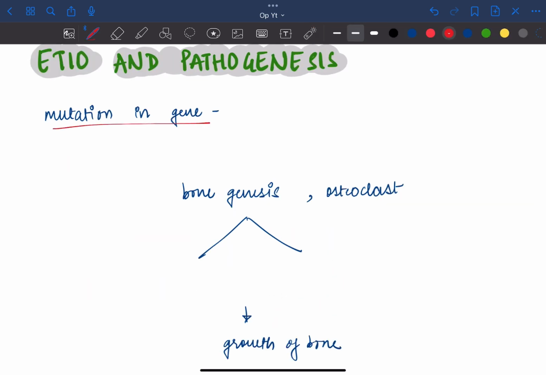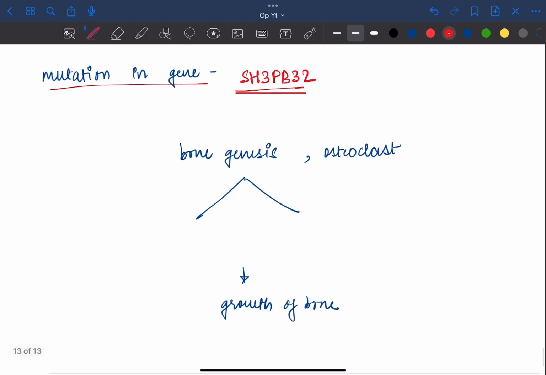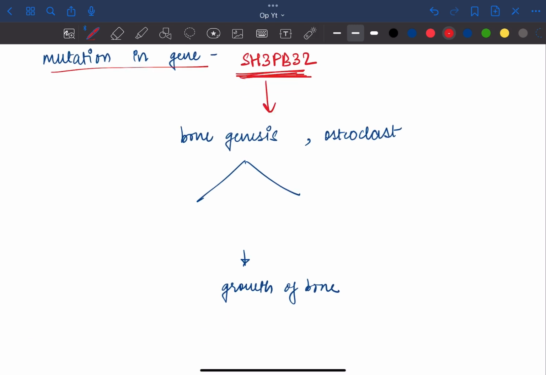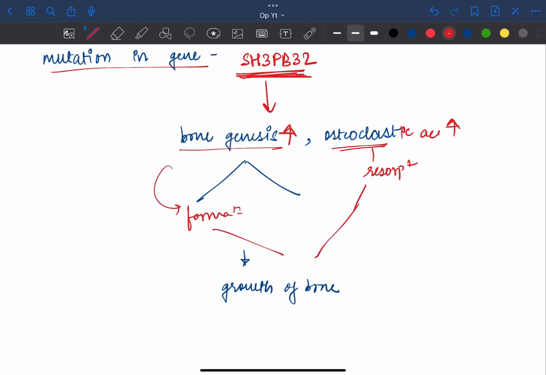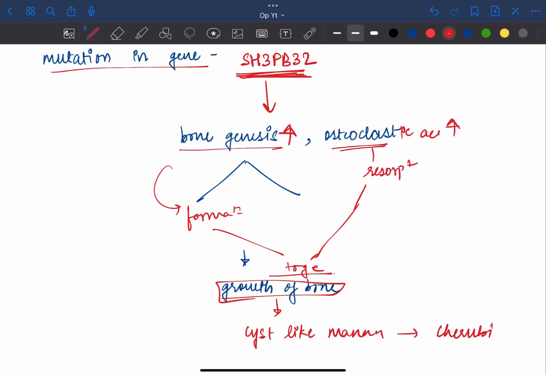Cherubism occurs due to a mutation in a gene, and this gene is called SH3BP2. A mutation in this gene causes cherubism. Due to overexpression of this gene, two things happen. The bone genesis is increased and the osteoclastic activity is also increased. Now osteoclast does bone resorption and bone genesis means formation of bone. So both of these activities are occurring together, which leads to the growth of bone but in a cyst-like manner, and this leads to cherubism.